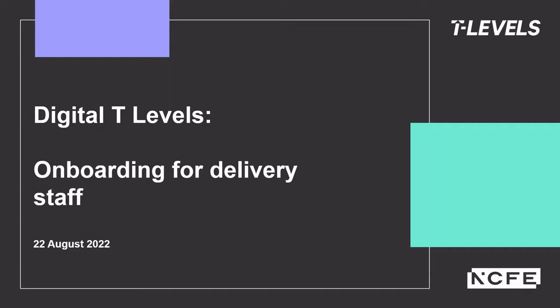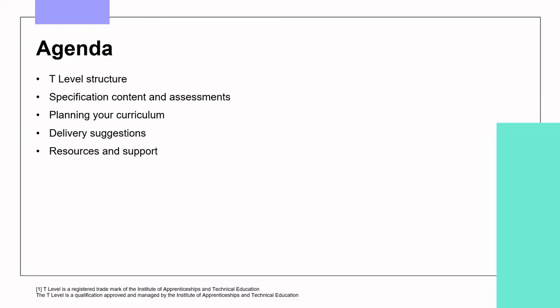We will be providing you with a comprehensive overview of this qualification, including the core component and the occupational specialism delivery. The plan for today is to have a high-level overview of the T-Levels and the different components. Then we'll look at the specification content and how it will be assessed. This will include the core and occupational specialism assessments, how you could structure your content delivery, as well as sharing some ideas you could use during your delivery. And finally, we'll have a look at the resources and support available.